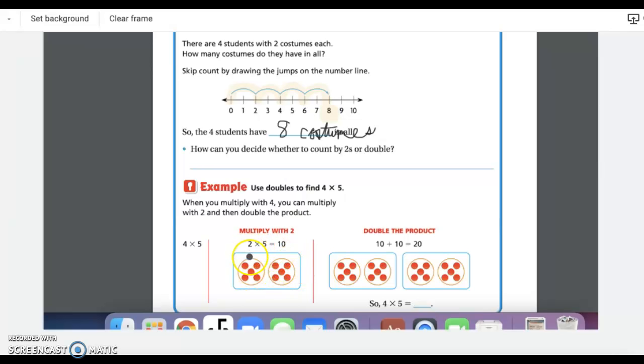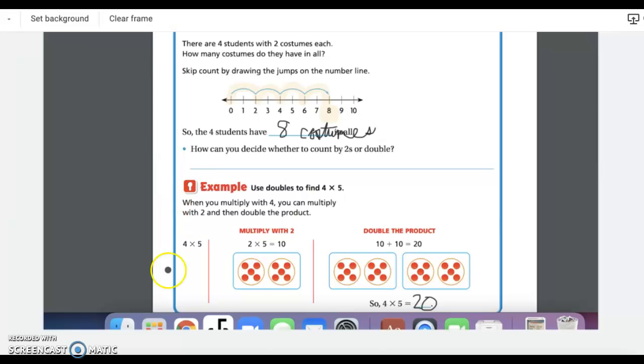And then in order to make it 4 times 5, we have to double this product. So then it would be 10 plus 10. So we take the product and then we double it, 10 plus 10. Or 2 times 10. Right? So 4 times 5 would be 20. All right, now that sounds a little confusing. And it's actually not as confusing as you think.